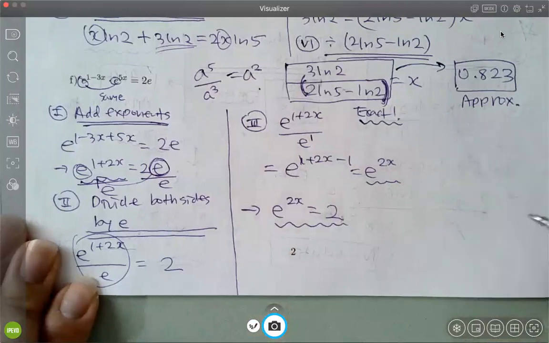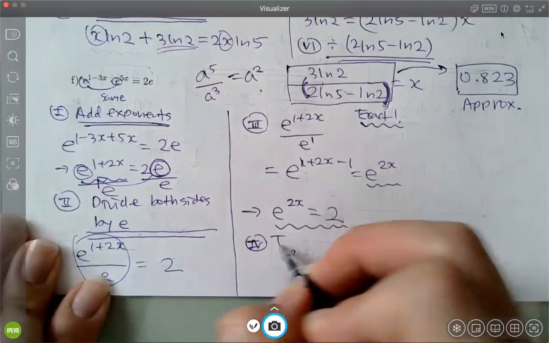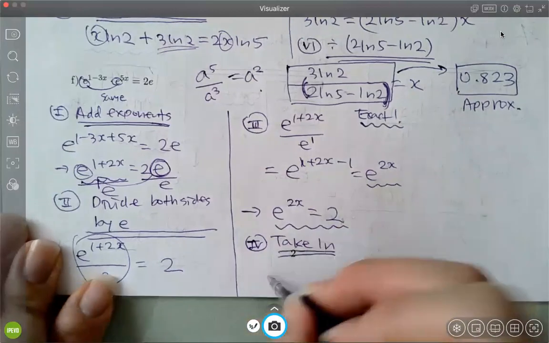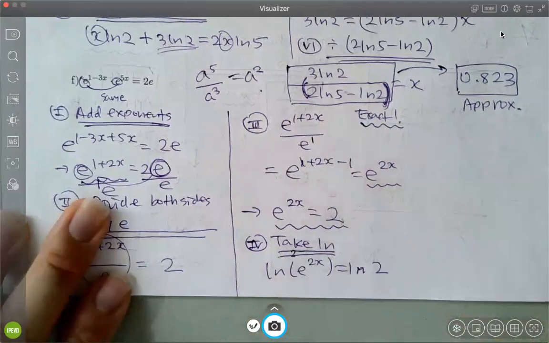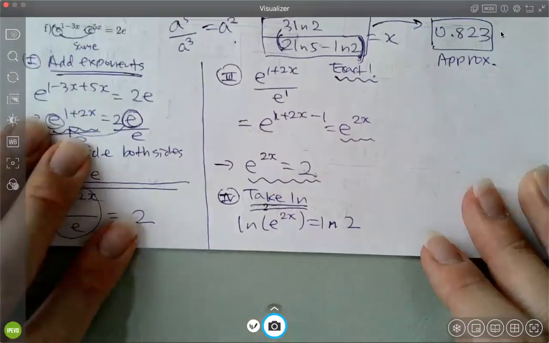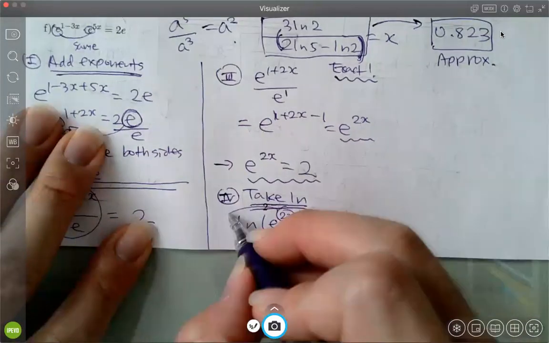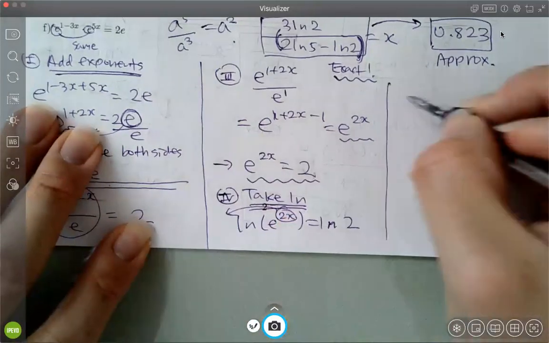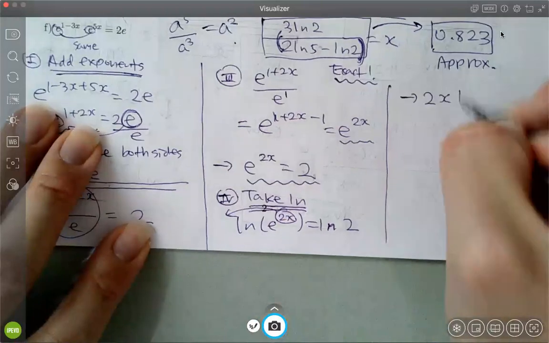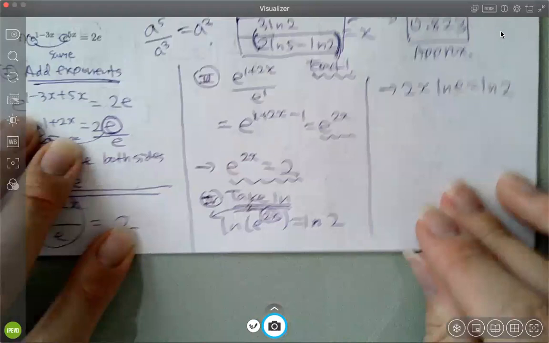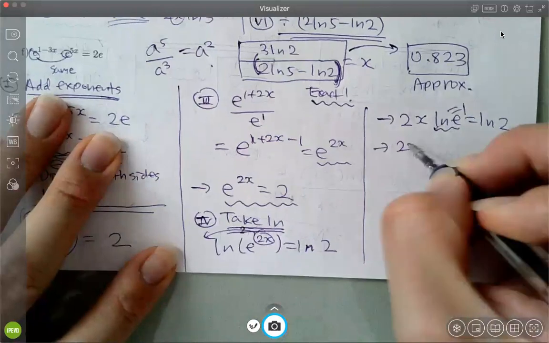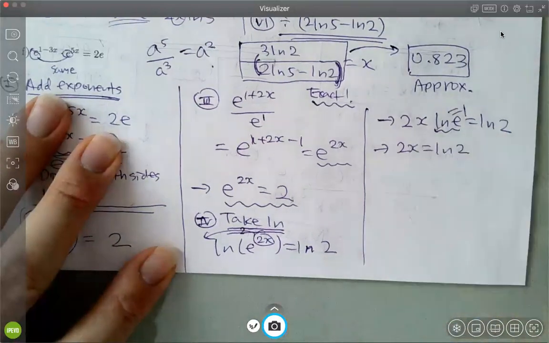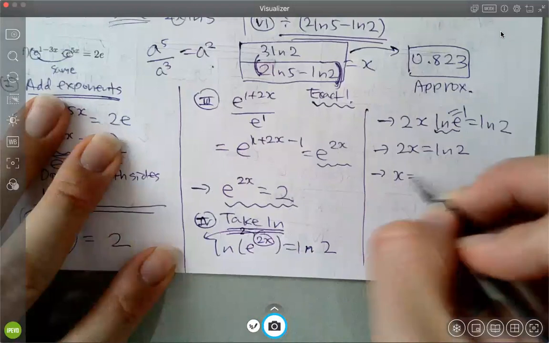Then we have the real isolation of exponents on the left-hand side. So now we take the ln. So we have ln e to the 2x is equal to ln 2. And then you bring down the exponent, right? And so you have 2x ln e equals ln 2. But remember, ln e is 1, right? So you have 2x is equal to ln 2. So by dividing by 2, you get x is equal to ln 2 over 2.